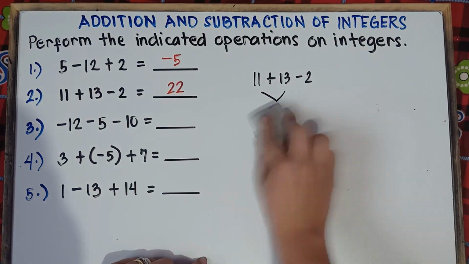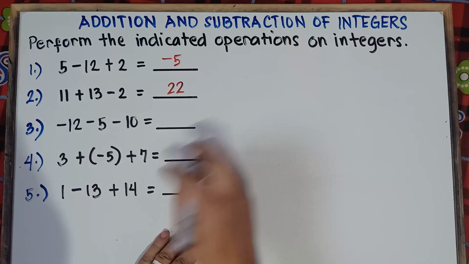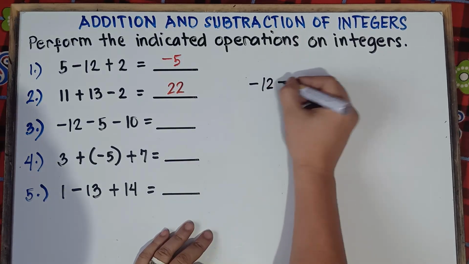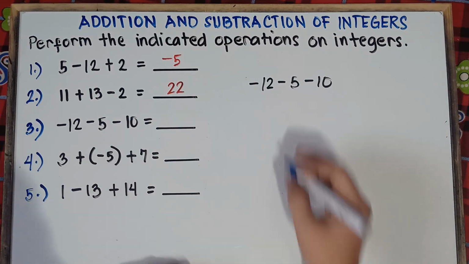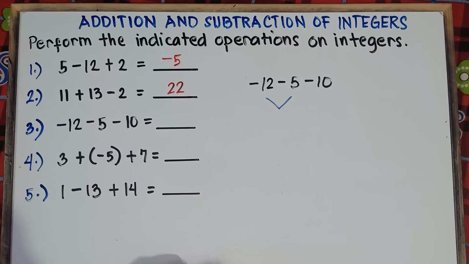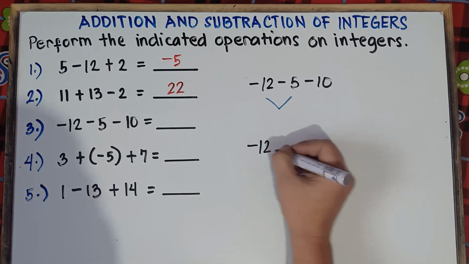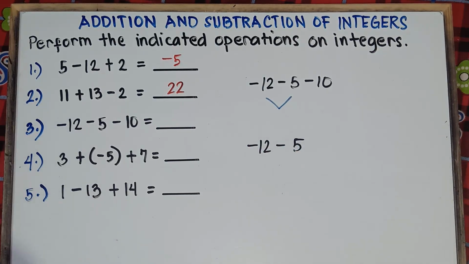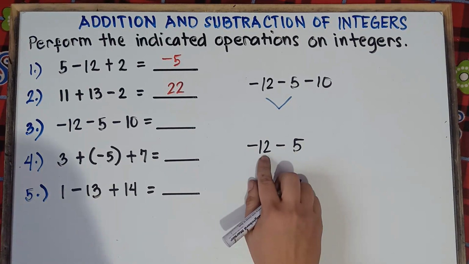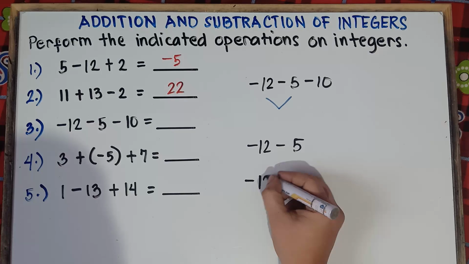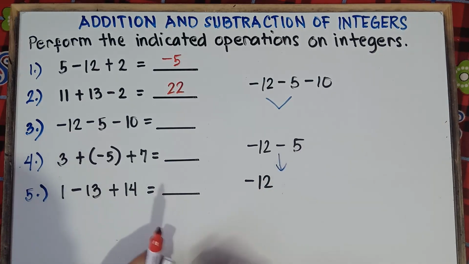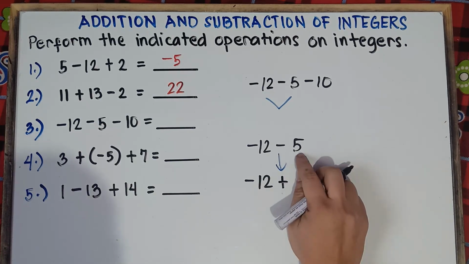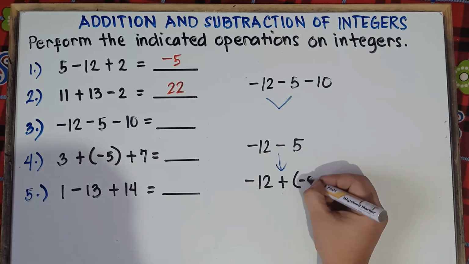Let's have example number 3. Negative 12 minus 5 minus 10. So once again, we simplify this one first. Negative 12 minus 5. So go back to the rules in subtraction. So copy this first number. We have negative 12. And then this minus sign becomes plus sign. And then the sign of 5, you change it to its opposite. This is positive 5. It will be negative 5.